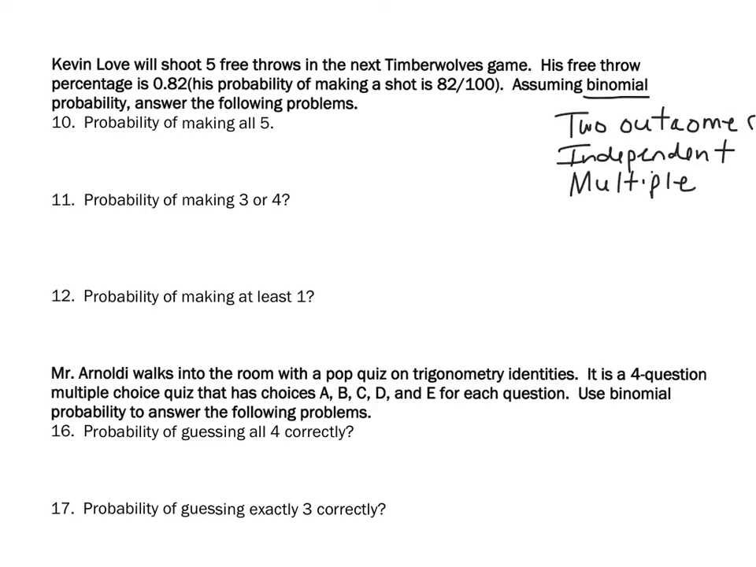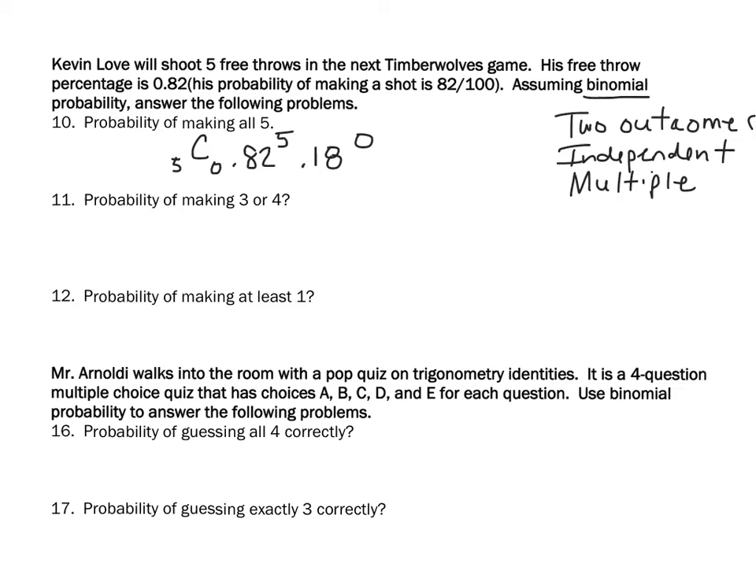So for number 10, his probability of making 5 out of 5, I would have .82, his probability of making it, to the 5th power, .18 to the 0, and our combination would be combination 5 choose either 0 or 5. Either one of those would work.